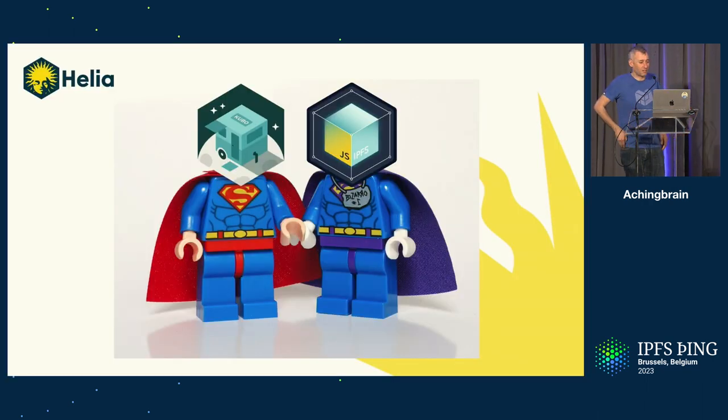So from the start, JS IPFS was supposed to be a clone of Go IPFS at the time, what is now Kubo, which means it had to copy the same API and implement the same features. And there wasn't a whole lot of thought put into whether or not that was actually a good idea. It was just like, no, it must be the same, which has led to some weird stuff.